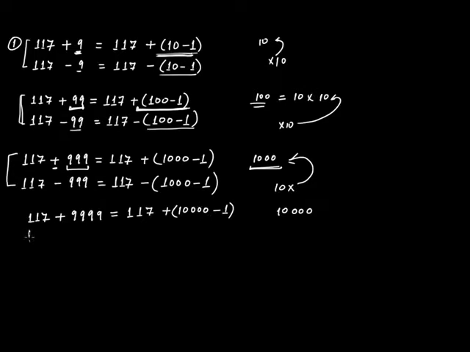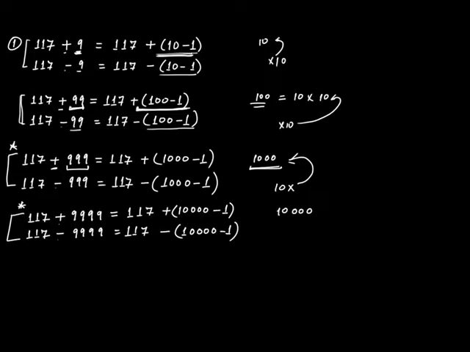So the next would be 117 minus 9999, because once we are adding, then subtracting, adding, subtracting, so it would be 117 minus 10,000 minus 1. These are the two patterns.